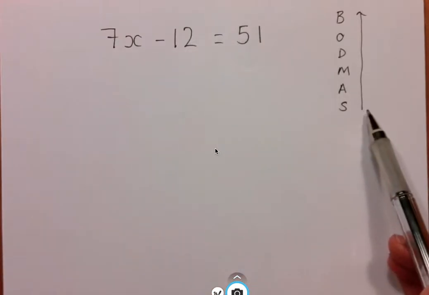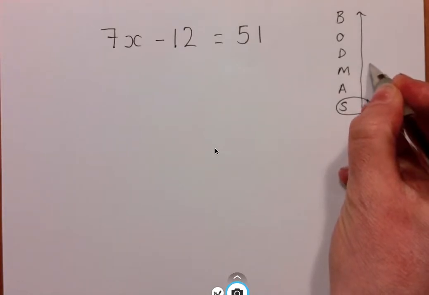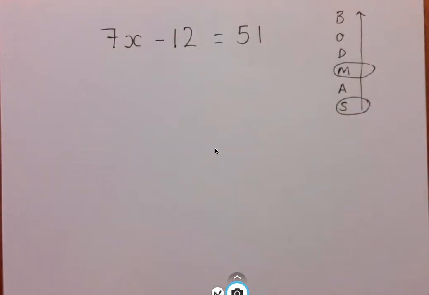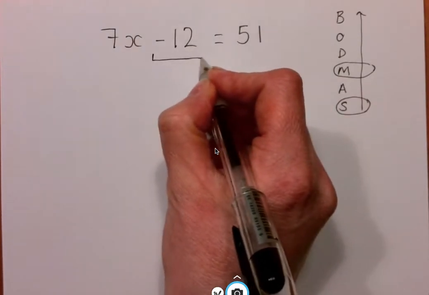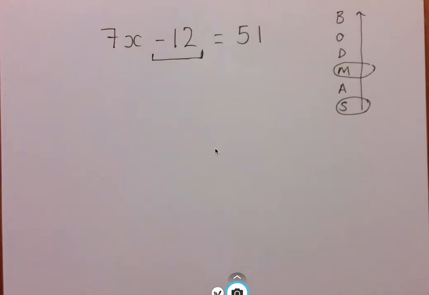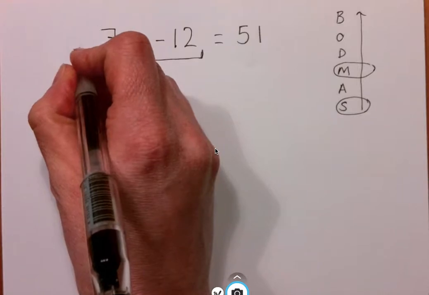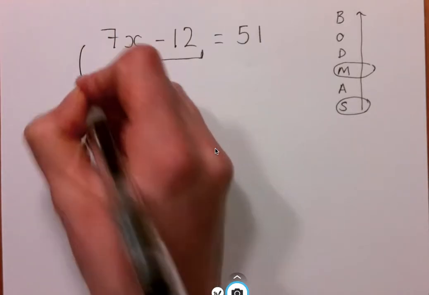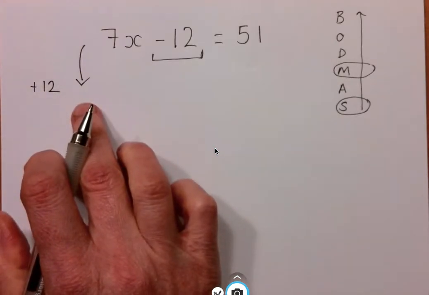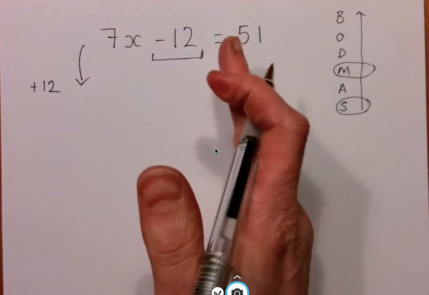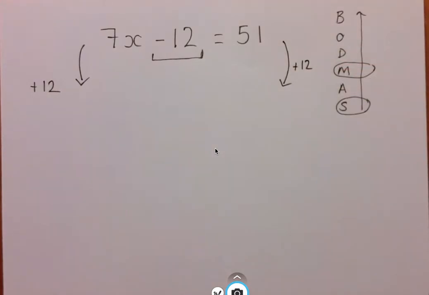What we need to do is get rid of the subtraction before we think about doing the opposite of the multiplication, okay? So the first thing we want to do is deal with the minus 12. We do the opposite of minus 12, which is to add 12. And if we add 12 to this side of the equation, if the equals is in the middle, we also have to make sure we add 12 to this side of the equation.